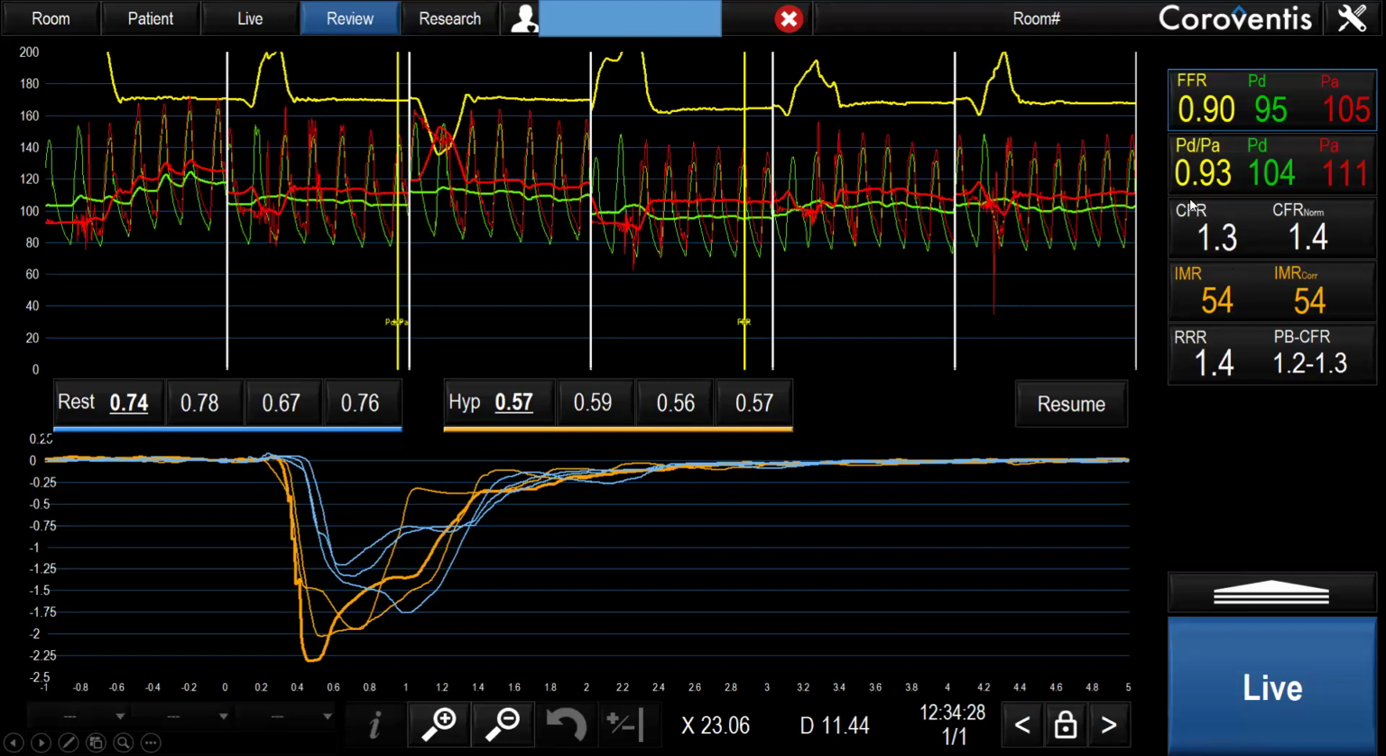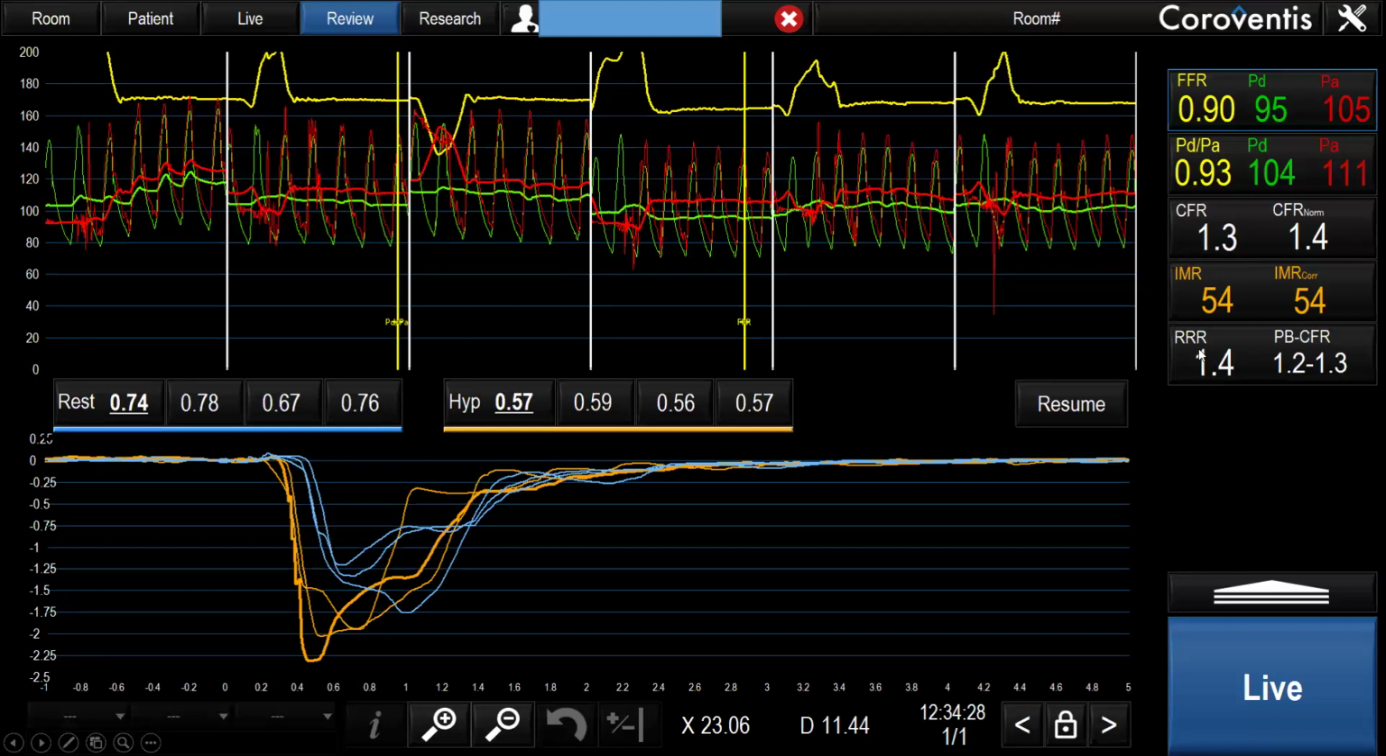We have a CFR, where the normal range is more than 2, and an IMR, where the normal range is less than 25. Based on this result, we can diagnose the patient. So it's generally quite easy. In this functional test, we have a CFR below 2, 1.3, and this is the first parameter.